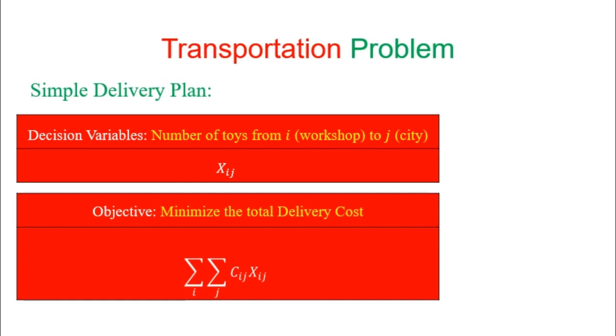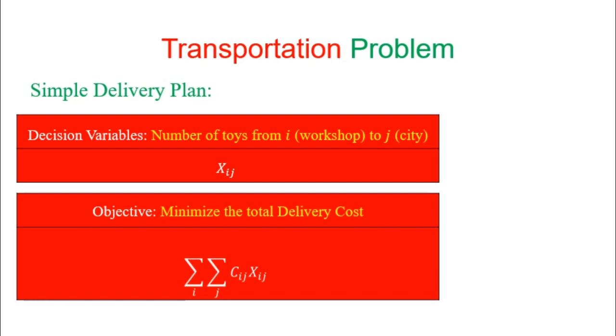Now, this is the simple delivery plan. What are your decision variables? From each of these three workshops that Santa has got, he is supposed to deliver the toys as per the supply from these three workshops. He is supposed to take care of the demand of toys from those four cities. So how will he ensure what quantity of toys he will take from each of these three workshops and satisfy the demands of all the four cities? That is the decision. That quantity is your decision variable.